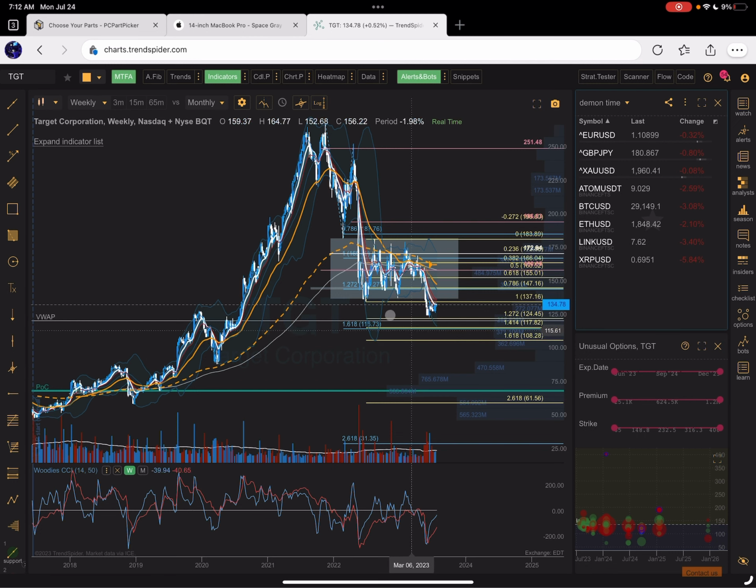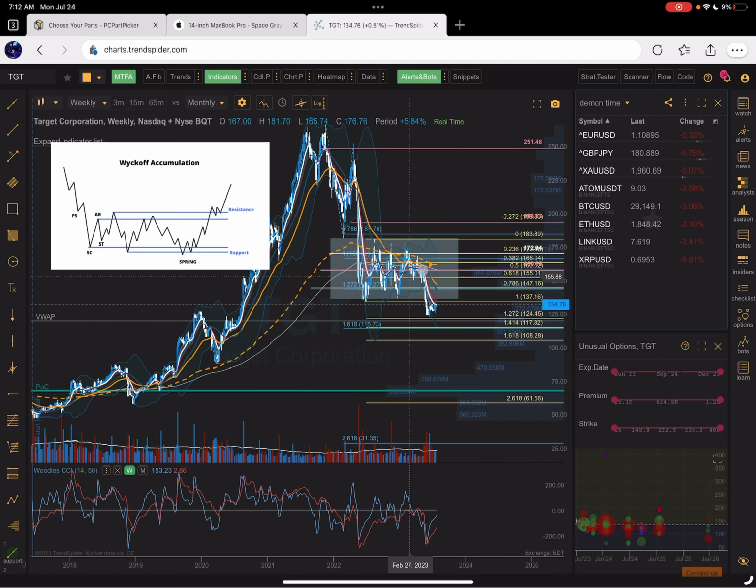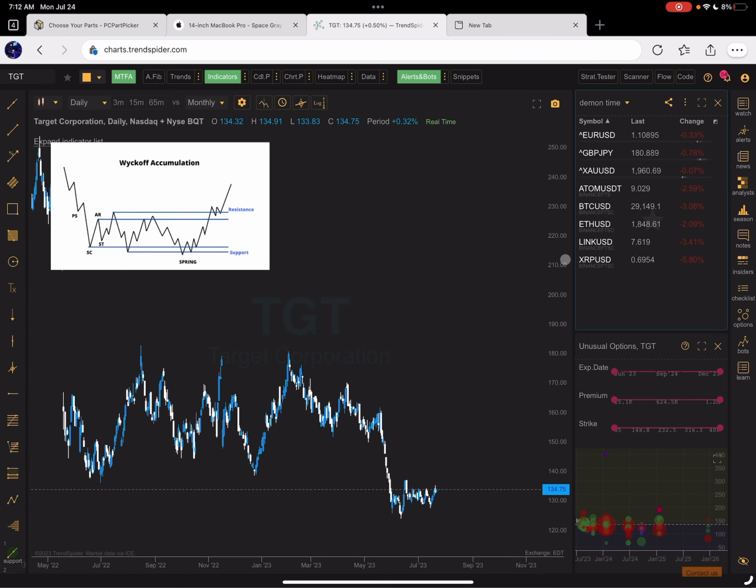So now what I'd be looking for is accumulation. I got higher lows right here on the weekly on my Woody CCI. This is perfect for me. And what I'm looking for is kind of like Wyckoff accumulations. And so you see this higher low. This is where I'll go to the daily. Unfortunately, my thing is just messed up right now.